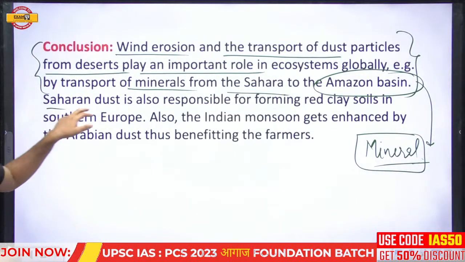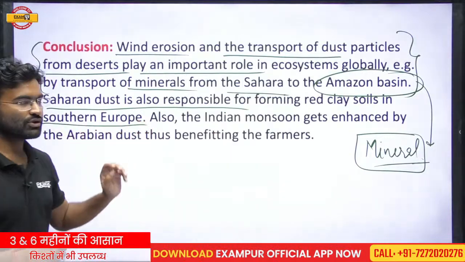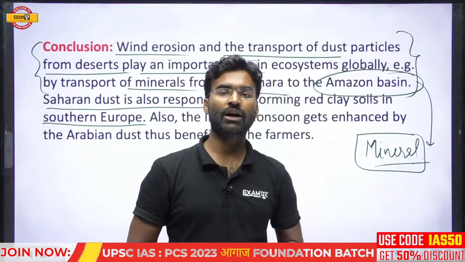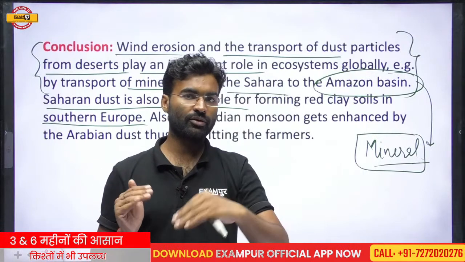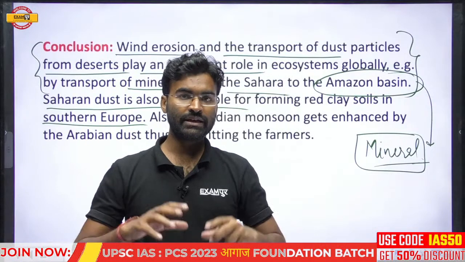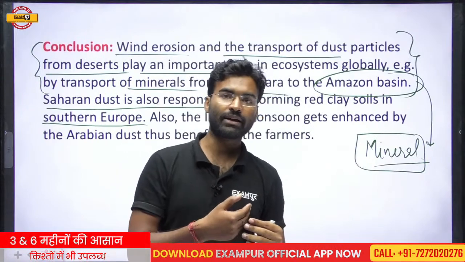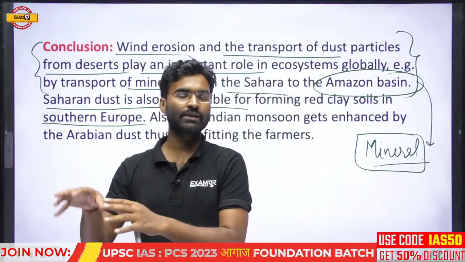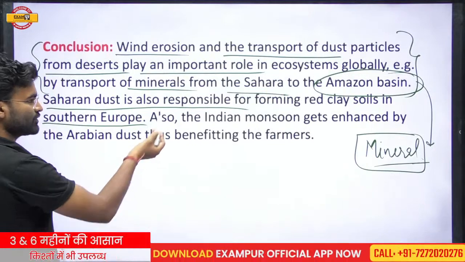Sahara dust is also responsible for forming the red clay soils in southern Europe. That means the Sirocco wind moves from the northern Sahara to southern Europe, carries the red sand particles along with it, and deposits those particles in southern Europe, which is responsible for the formation of the soil. So it is important.